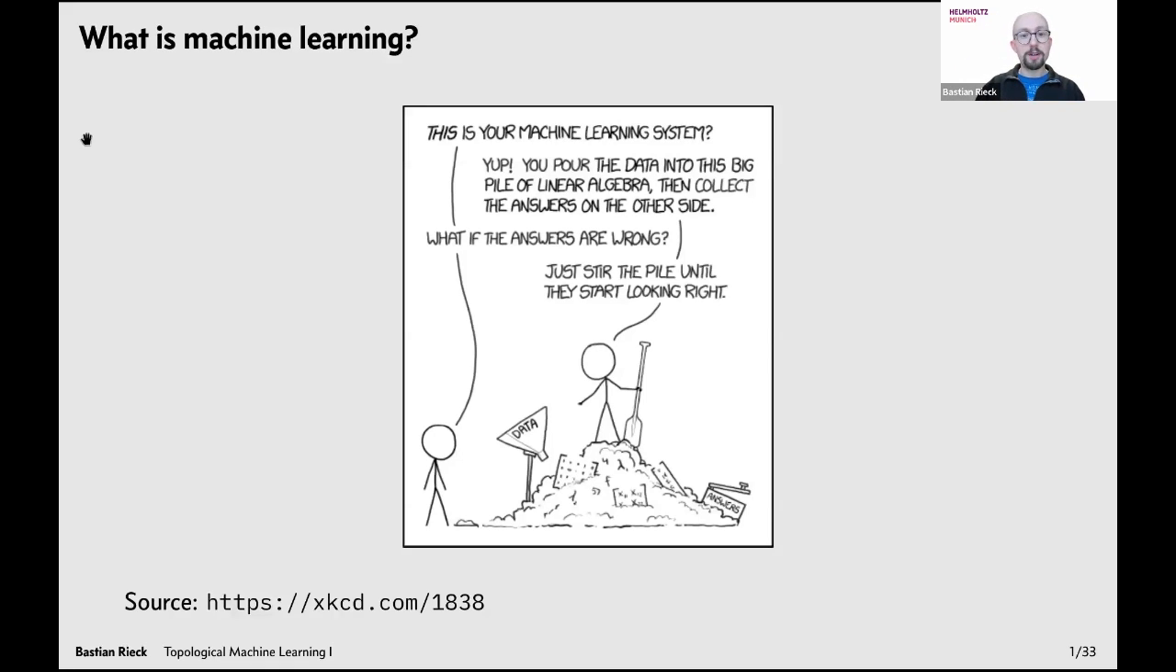This is how I explain machine learning to my parents, for instance. So it's basically all linear algebra. You pour data into linear algebra, and then you collect the answers on the other side. And if the answers are wrong, then you just stir the pile until they start looking right. And this whimsical cartoon has a true core in a certain sense, because indeed many of the concepts that we are dealing with in machine learning research are based on having data and some kind of linear algebra with some kind of way of steering the pile, which means training the model.